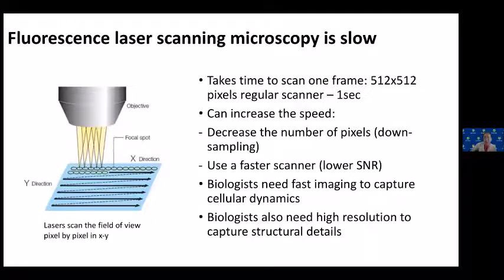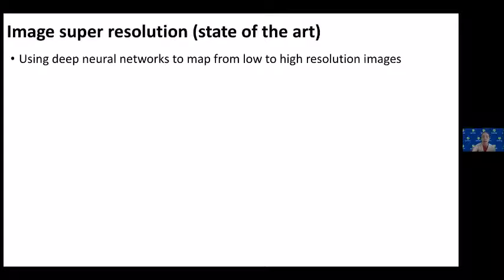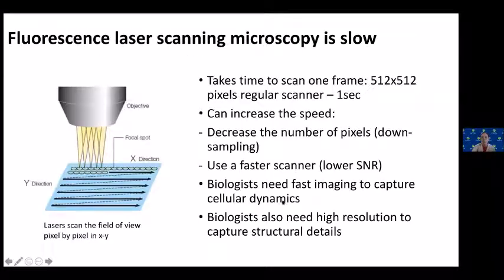On the other side, biologists always want more. They want faster imaging and also high spatial resolution. Faster imaging because they want to do things live, so they want to capture the dynamics happening inside the cell or inside the tissue. But they also want to see the details of the structure in those tissues, so they know what they are looking at. So we can see that hardware-wise, it's hard to achieve both.